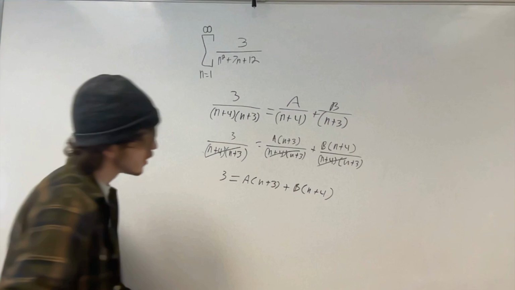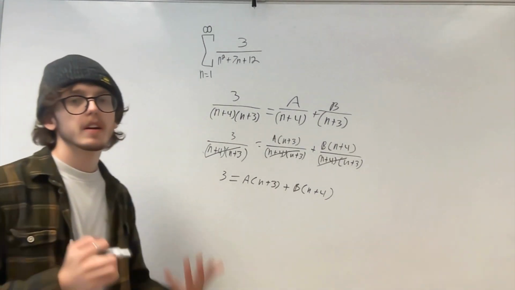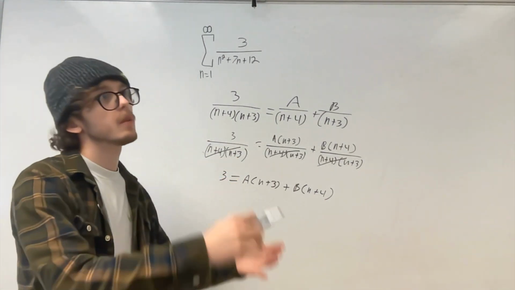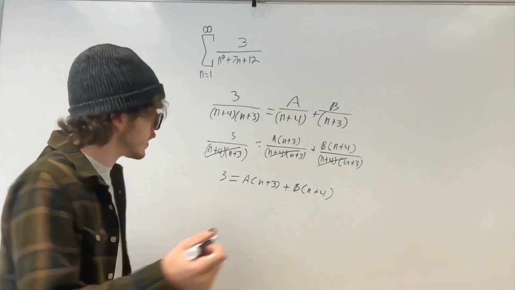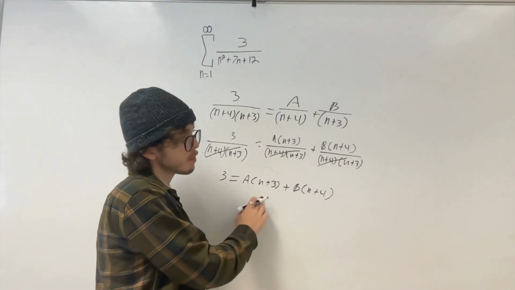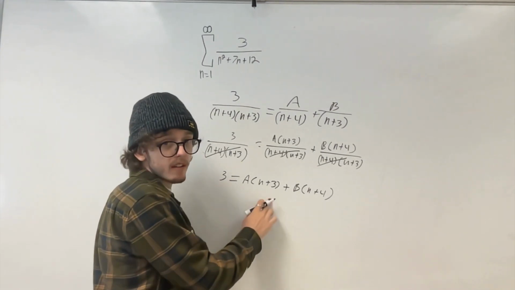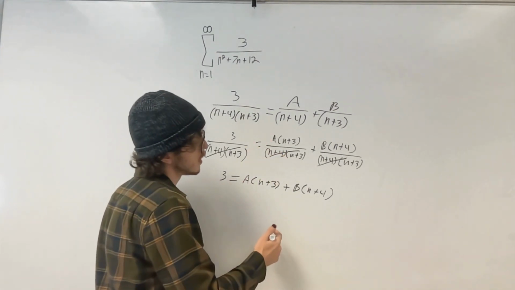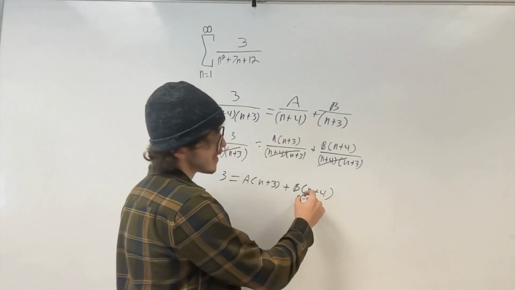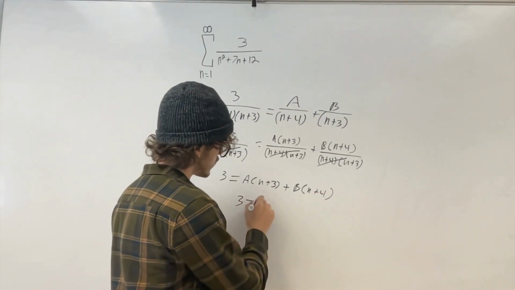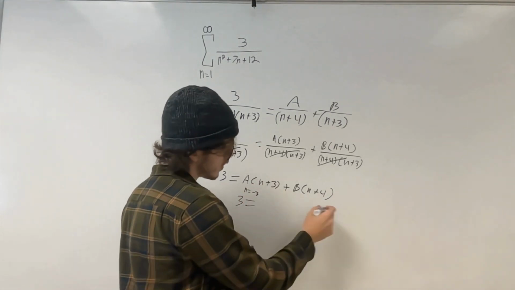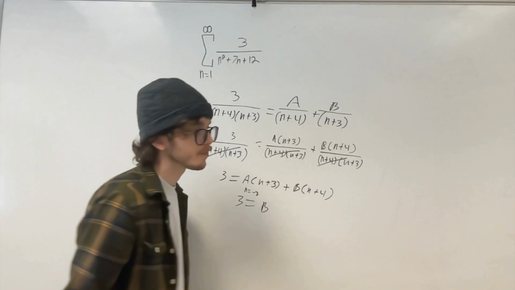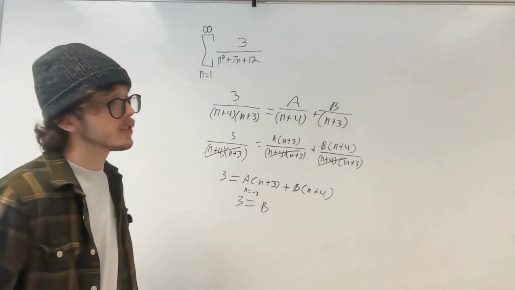So we're allowed to cheat here to find what the values of A and B are. We don't need to use the systems of equations strategy. We can just cheat it. Okay, we're going to notice that if we plug in negative 3 as our n value, A is going to go to 0. B here is going to be negative 3 plus 4. So evaluating at n equals negative 3, well, this is going to be just B is 3. Hopefully that makes sense to you.